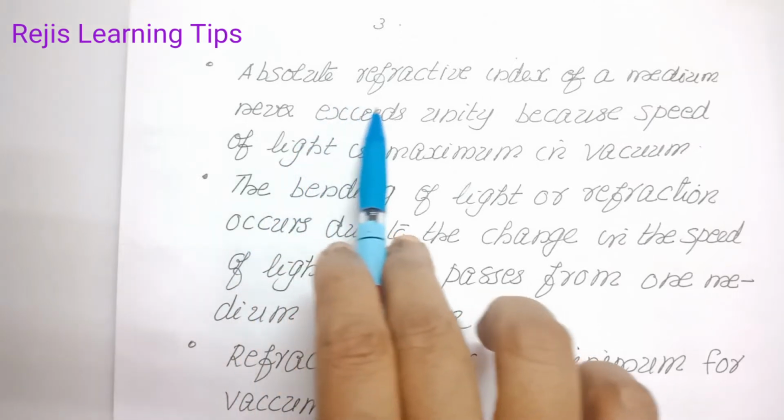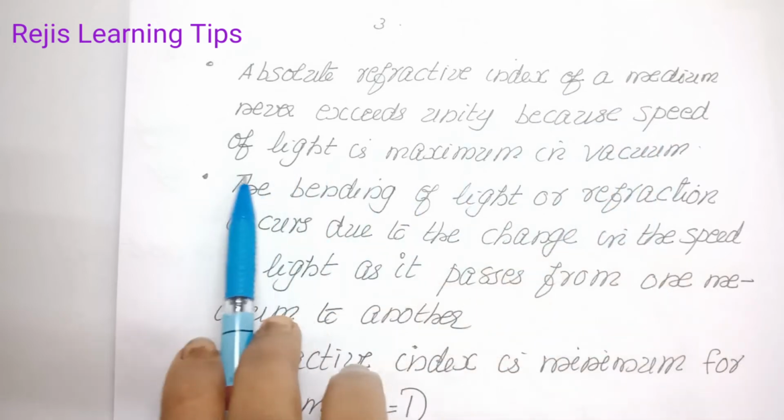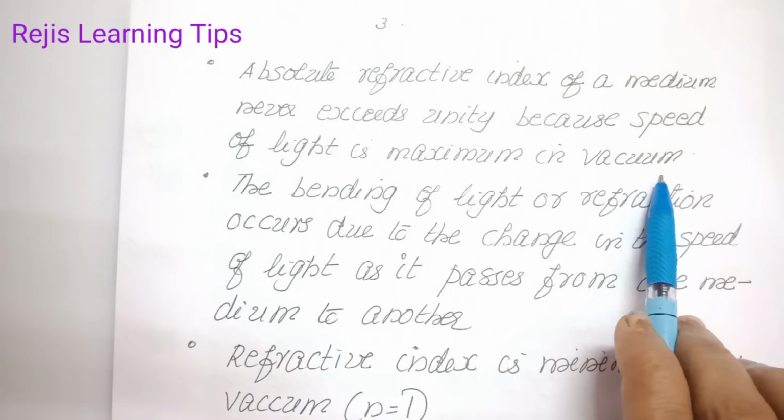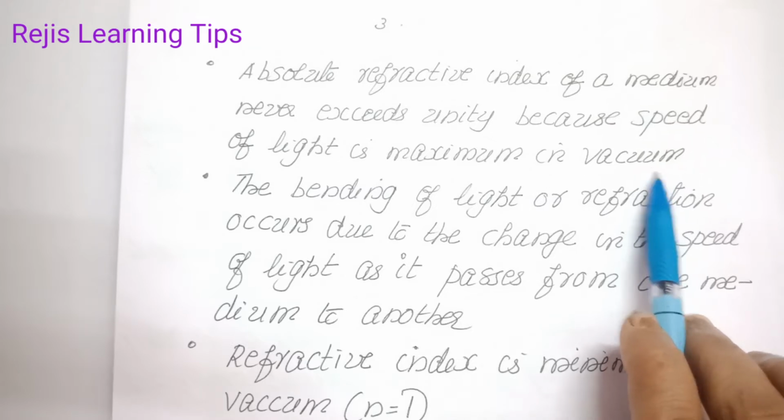Next point, absolute refractive index of a medium never exceeds unity because the speed of light is maximum in vacuum. Absolute refractive index means the speed of light in vacuum divided by speed of light in medium. Since the maximum value is in the numerator, the absolute refractive index of a medium is never less than unity.